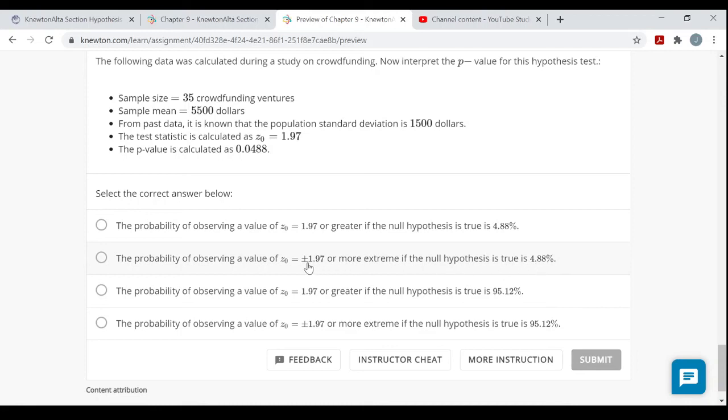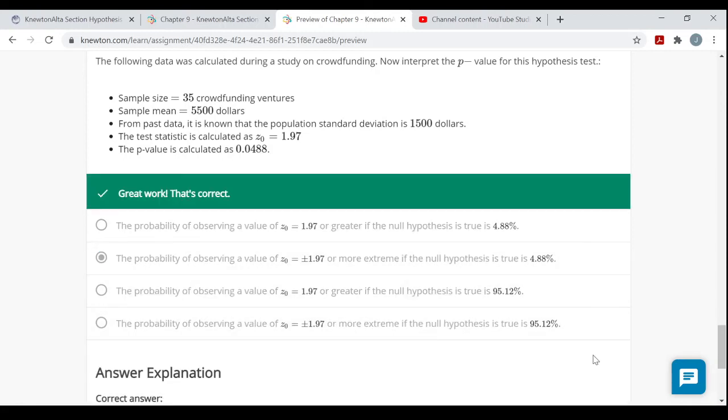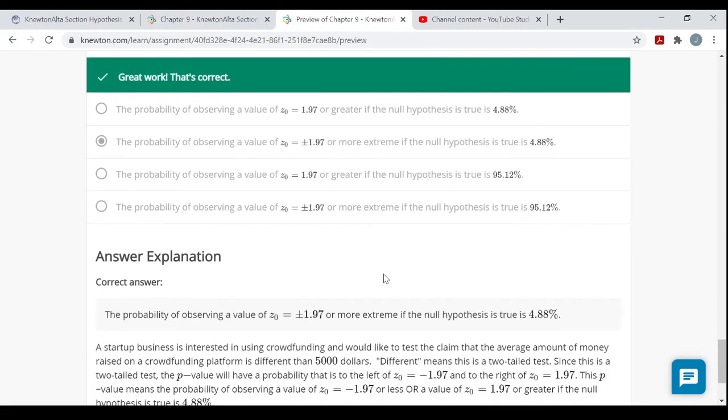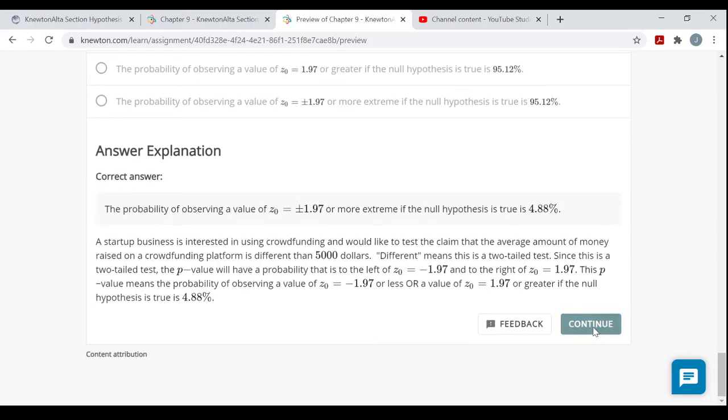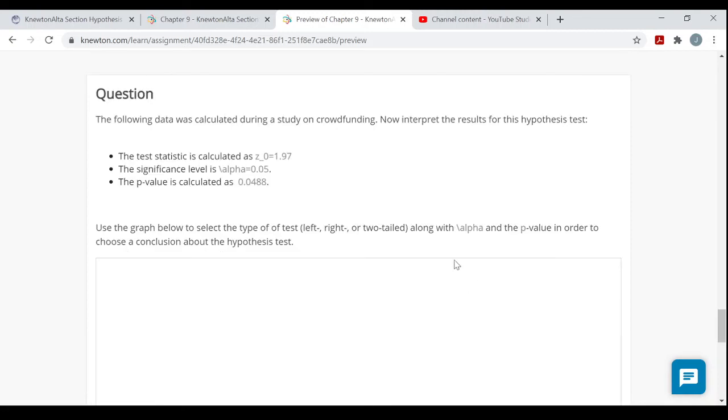Your two-tailed test should involve the plus or minus, right? Not just one value, but two. And the probability of observing that value or greater or more extreme, right? The positive value or greater or the negative value or less is what the p-value states, 4.88% here. So it's this one. And it's only because it's a two-tailed test. You got the plus or minus. If it was a right-tailed test or a left-tailed test, you just work with the positive or the negative on its own. And then they probably have one more here where you're stating the conclusion.